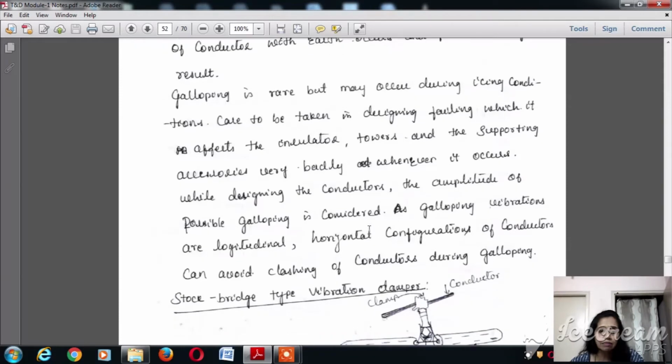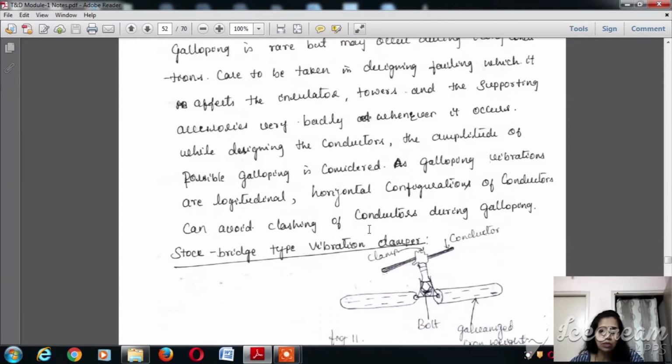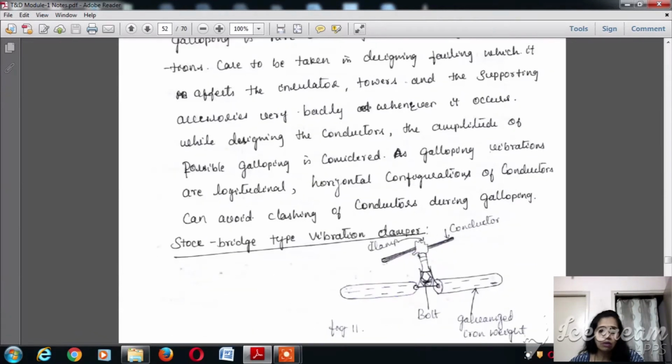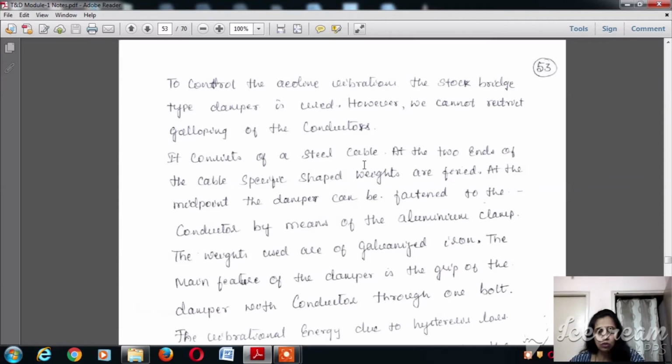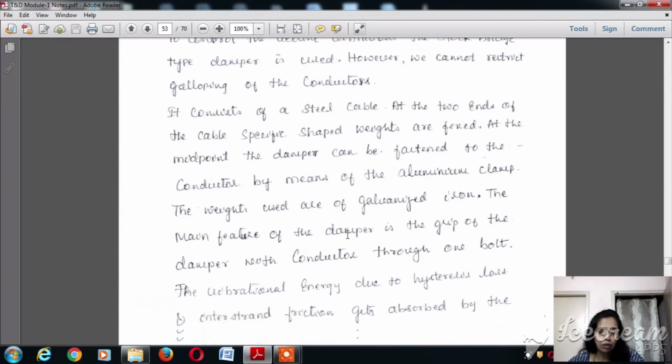Whenever it occurs, while designing the conductor, the amplitude of the possible galloping has to be considered. As galloping vibrations are longitudinal, horizontal configurations of the conductors can avoid clashing of the conductors during galloping. There is a vibration damper shown in the figure, called a stockbridge type vibration damper. It is normally seen on high voltage lines and protects the conductors against vibrations. To control the airline vibrations, the stockbridge damper is used. However, we cannot restrict the galloping of the conductors completely.